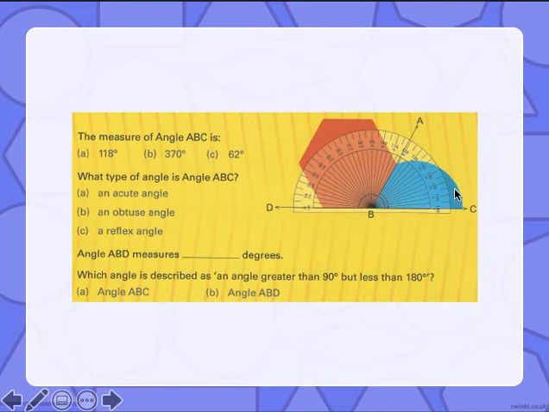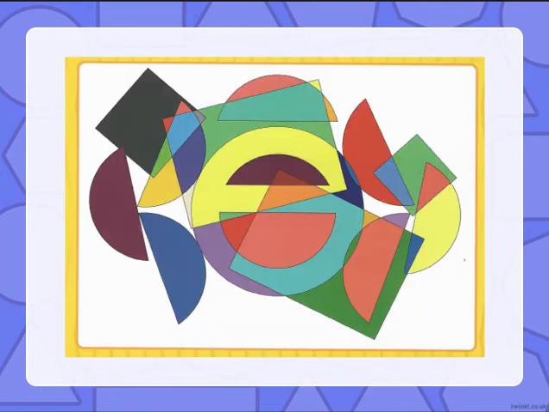Okay? So you've got a few questions to answer about using some images like this one here. And then you've also got a game that you can play online. Now, I have provided another video to show you how to play the game if you're having any trouble. So have a look at that if you need any help.